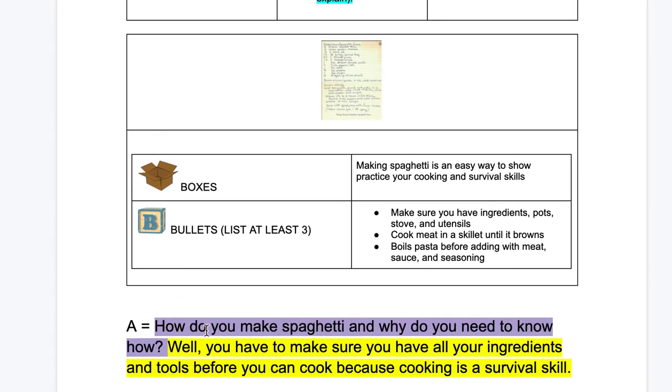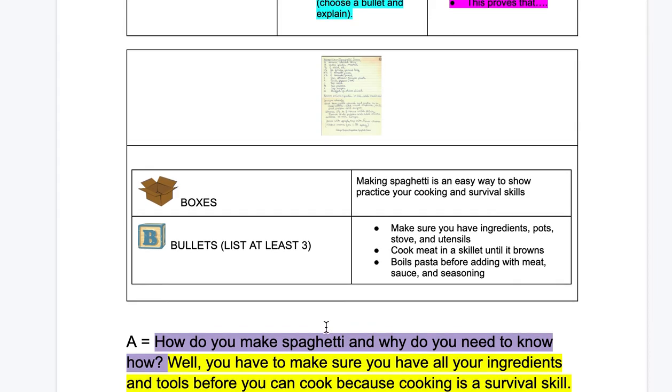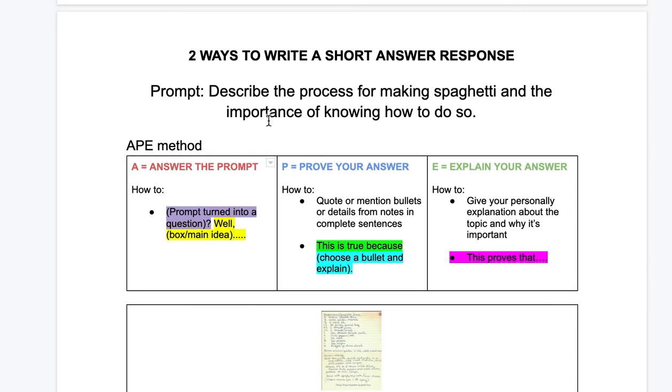How do you make spaghetti, and why do you need to know how? Well, you have to make sure you have all your ingredients and tools before you can cook, because cooking is a survival skill. All right. So did I use all of the prompt, every single word in the prompt, when I turned it into a question? No. I took what I needed and made it into a question that made sense. And then I answered it.